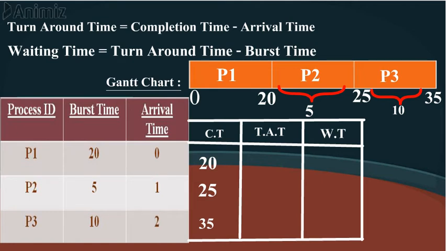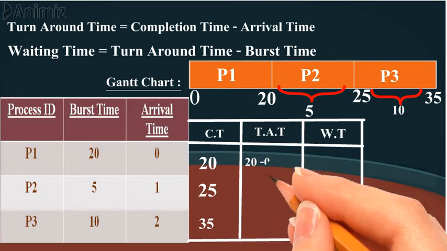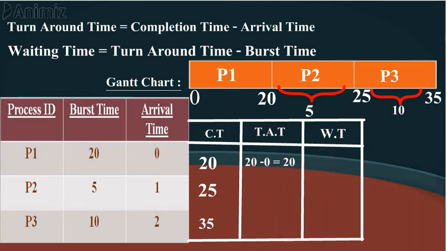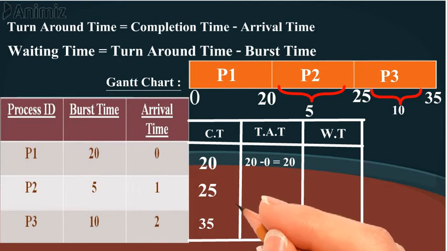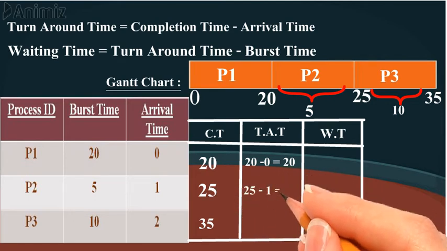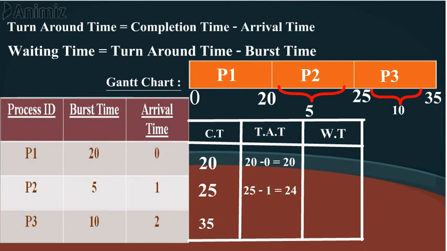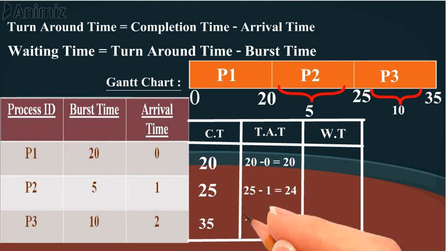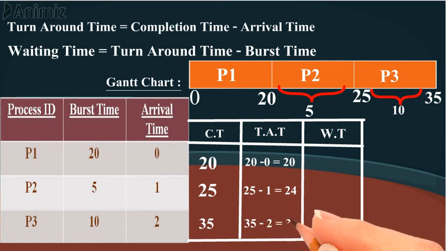The turnaround time for a process is completion time minus arrival time. So process P1's turnaround time is 20 minus 0, 20. For process P2, 25 minus 1, 24. For process P3, 35 minus 2, 33.